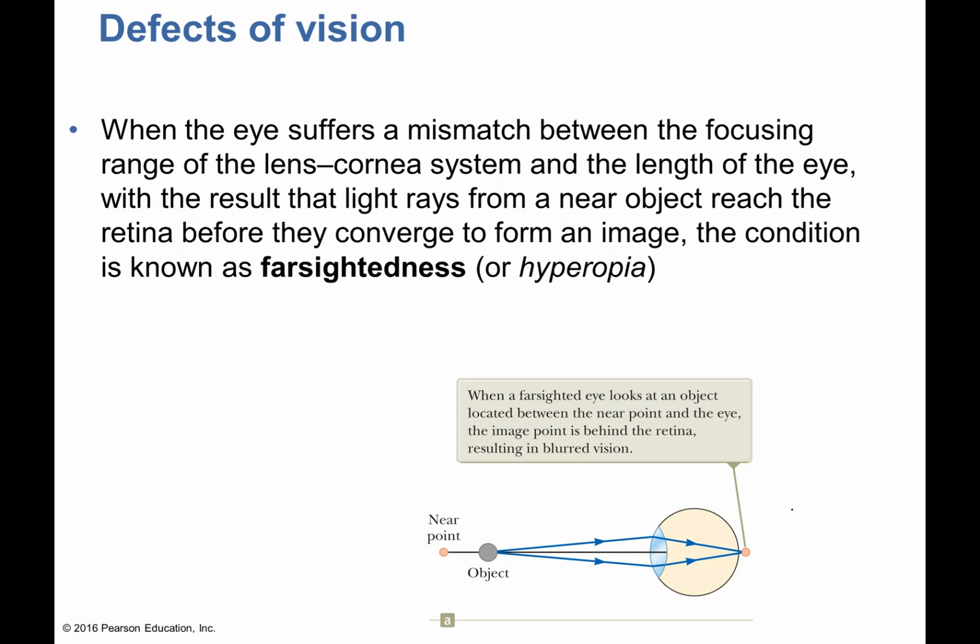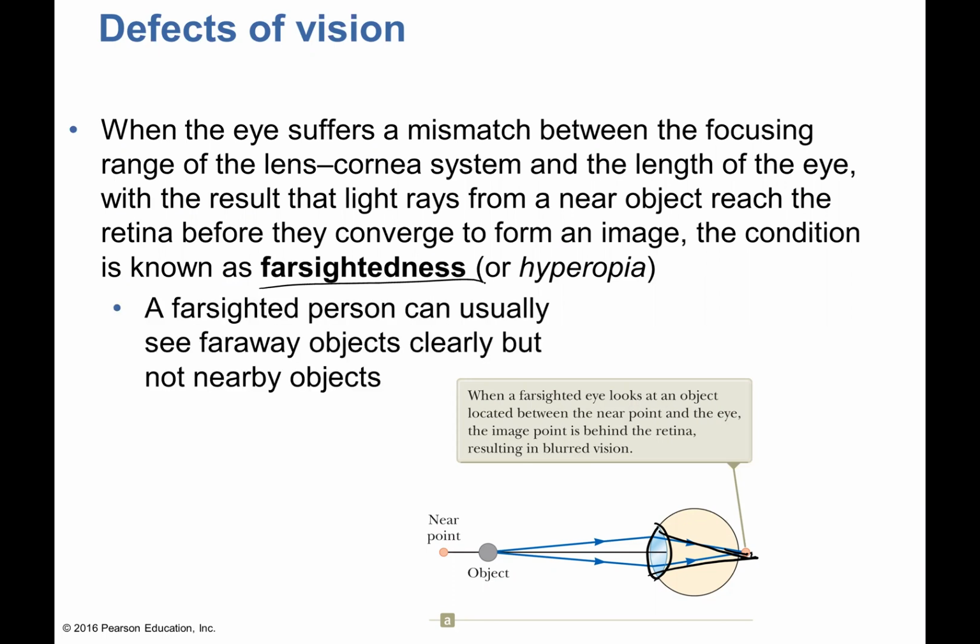Again, this time your eye lens is not bulgy enough. It doesn't deflect enough, so the light converges at a point behind the retina. So that's why it doesn't seem sharp, because the image is formed behind your retina. This is known as farsightedness, okay? All right, so a farsighted person can usually see faraway objects clearly, but not nearby objects, whereas a nearsighted person can see nearby objects clearly, but not faraway objects.